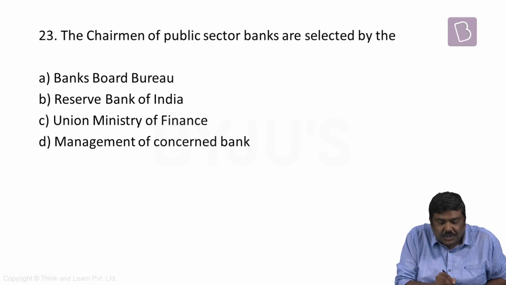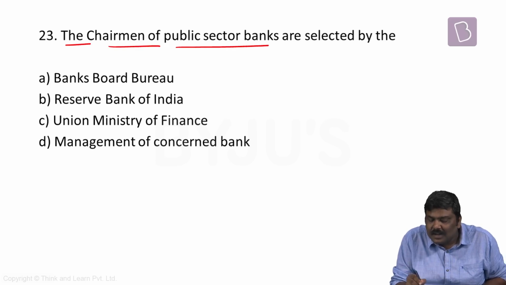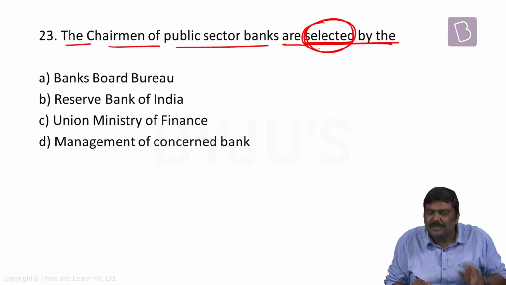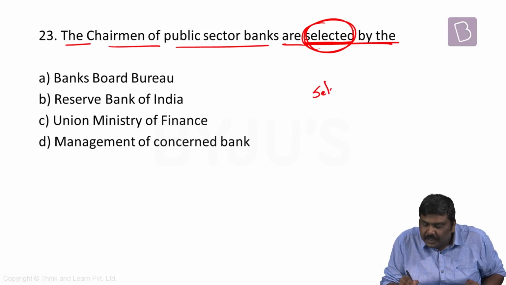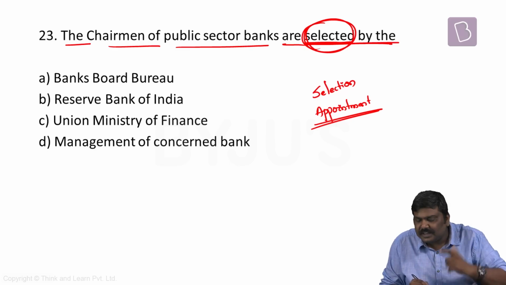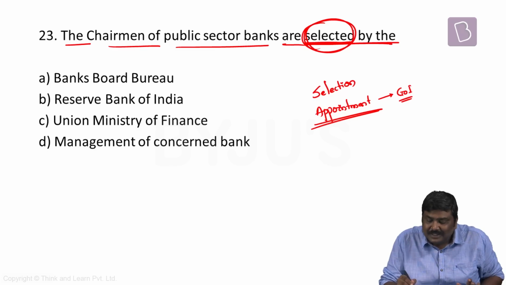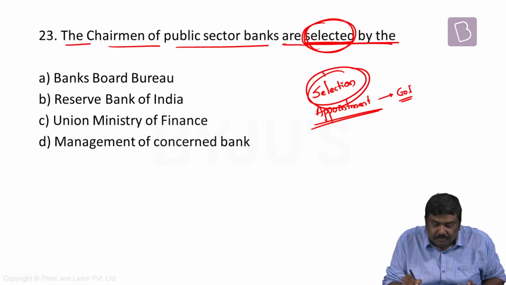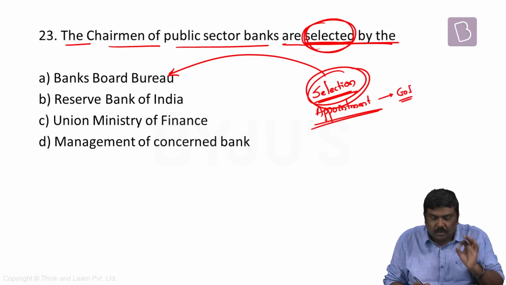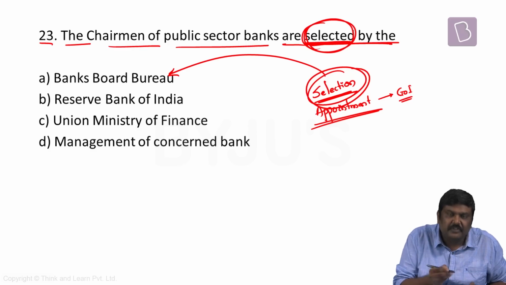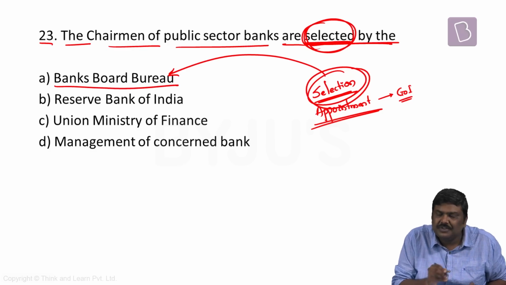Question number 23, the chairman of public sector banks are selected by. I am underlining the term selected by, because please understand 2 terms that you need to understand very carefully: selection and appointment. Appointment of chairman to public sector banks is done by Government of India, whereas the selection is done by Bank Board Bureau. And the question is based on the selection. Right option for question number 23 will be Bank Board Bureau or BBB.